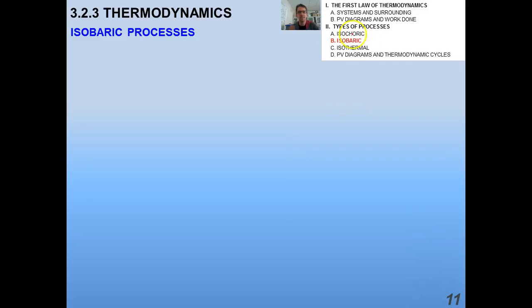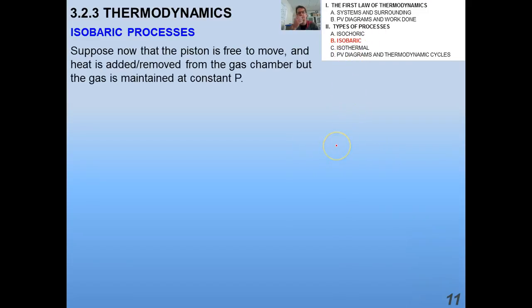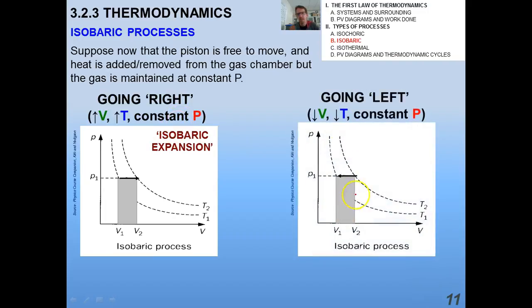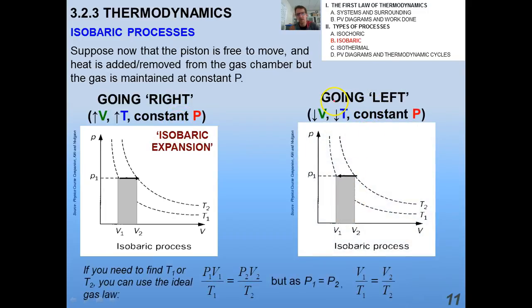Isobaric means constant pressure. Now suppose that the piston is free to move, but the gas is maintained at a constant P. This refers to a horizontal movement on a PV diagram. So again, if P is the same, you're going horizontally. Clearly, you're going from a lower to a higher temperature, remembering the rule of isotherms, and that's called an isobaric expansion. Going to the left, it's an isobaric compression. You're going from a higher to a lower isotherm. Again, if you need to find T1 or T2, use the ideal gas law, noting that P1 equals P2.